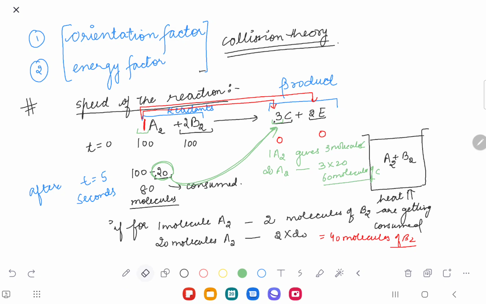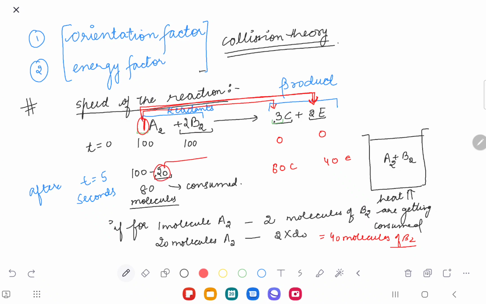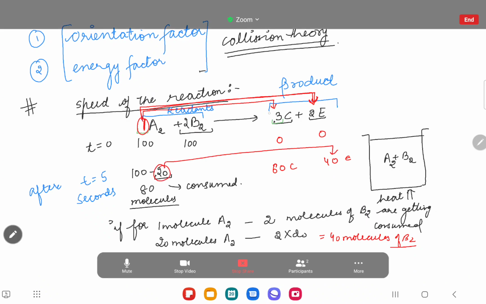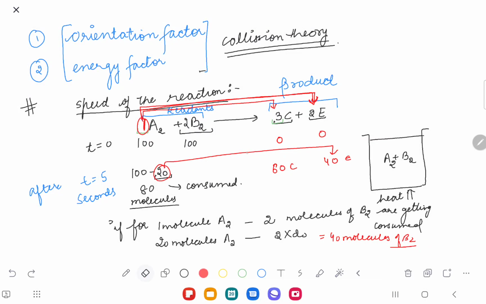So basically, as the time passes, I hope you're understanding that, yes or no, the product is increasing. The product is increasing, and now I have 60 molecules of C and 40 molecules of E being formed. Because if one molecule of A2 gives me two molecules of E, then 20 molecules of this would give me 40 molecules of E. Just double the ratio. Are you understanding? Okay?